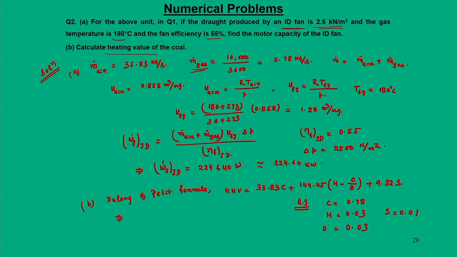So, inserting these numbers we can find HHV as 30.27, because this unit is in megajoule per kg. This value would be 30.27 megajoule per kg. So, this is about linking this fan problem as well as the coal analysis. This is a good problem where it links the different components of a steam power system.